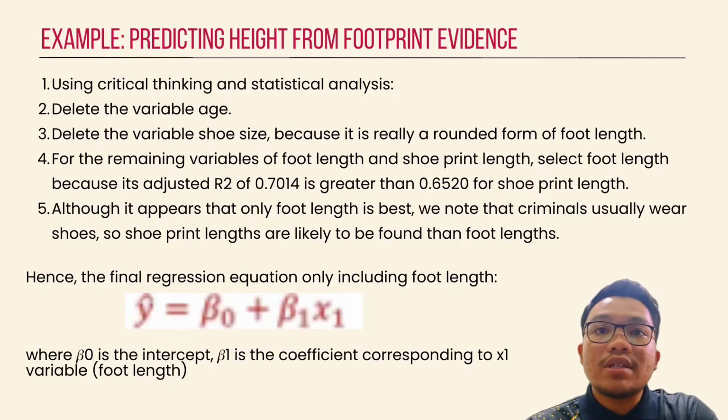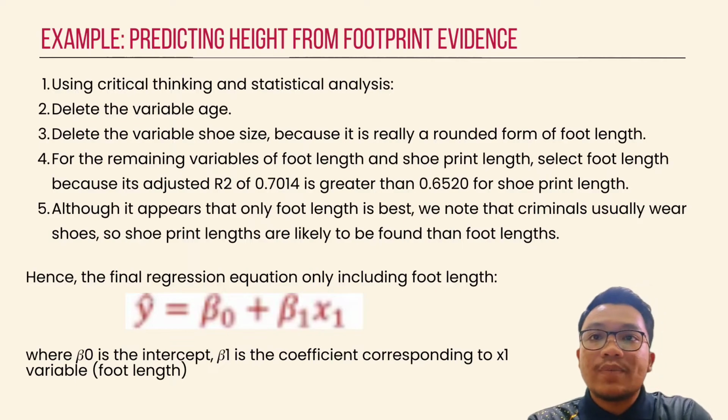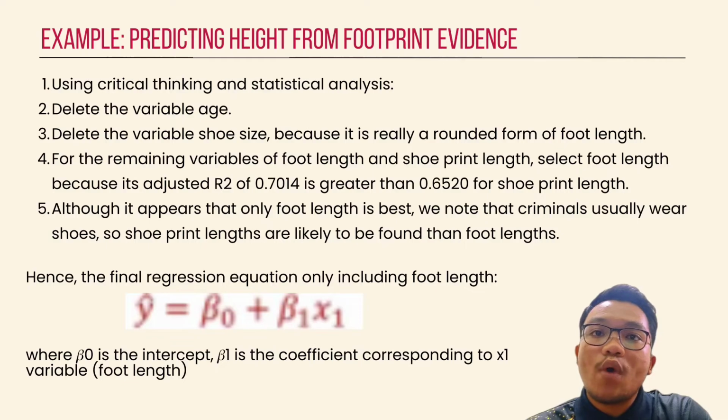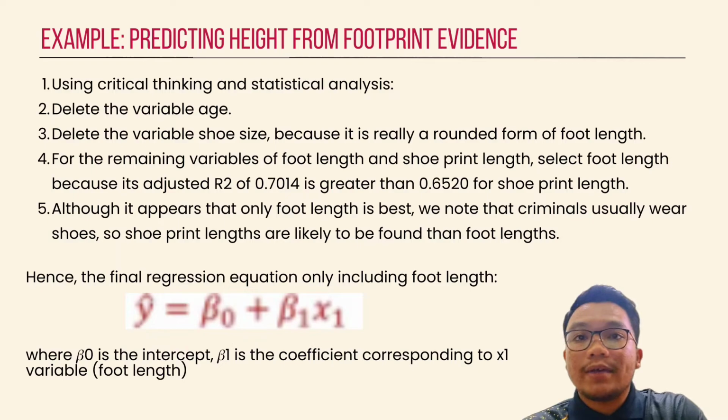Although it appears that only foot length is best, we note that criminals usually wear shoes, so shoe print lengths are more likely to be found than foot lengths. Hence, the final regression equation only including foot length is y equals beta 0 plus beta 1 x1, where beta 0 is the intercept and beta 1 is the coefficient corresponding to the x1 variable, foot length.